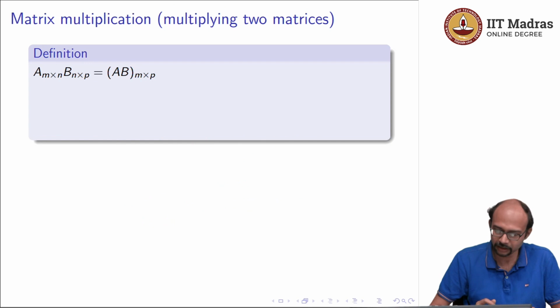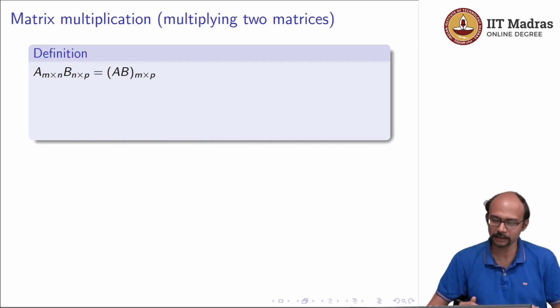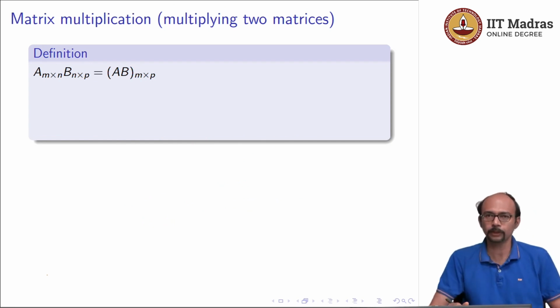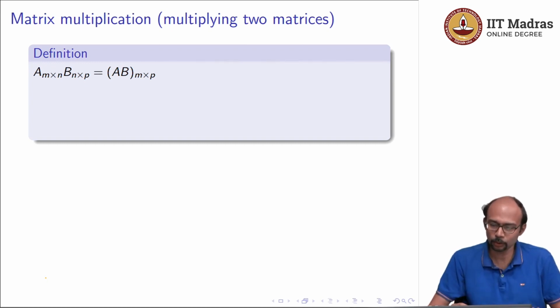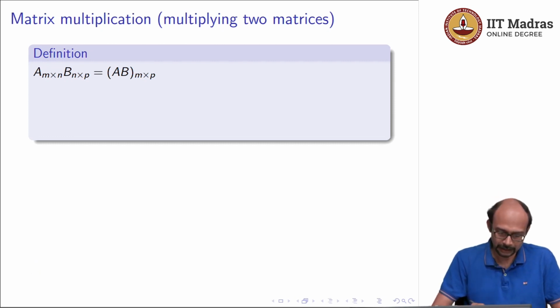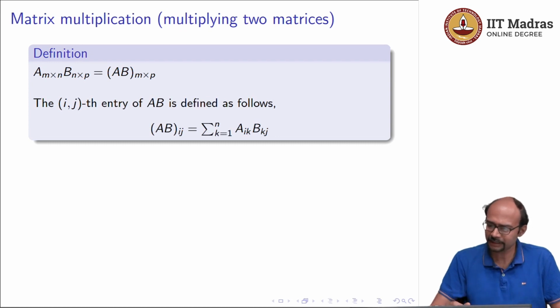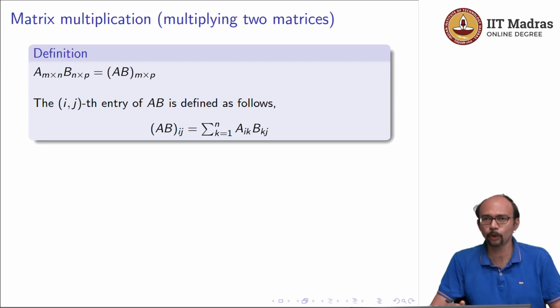With this caveat, let's define matrix multiplication. Here you have two matrices. The first one has size m by n and the second one has size n by p. Then the product has size m by p. This m is the number of rows of the first matrix and the p is the number of columns of the second matrix. And how do we define the ijth entry of AB? For the ijth entry, you look at the ith row of A, look at the corresponding entries of the jth column of B, multiply those and add them up.